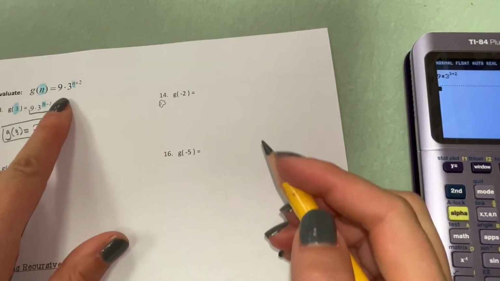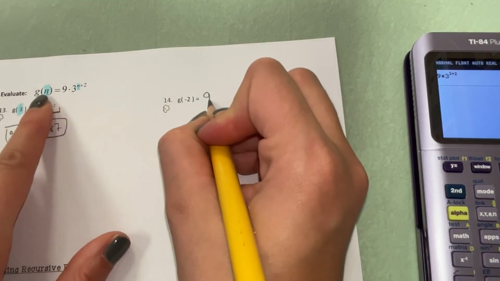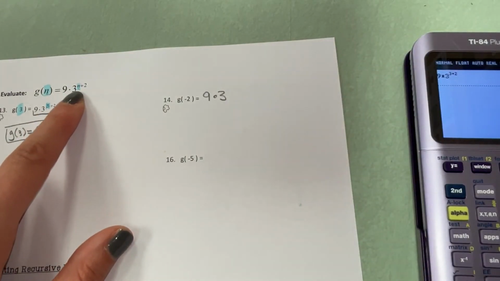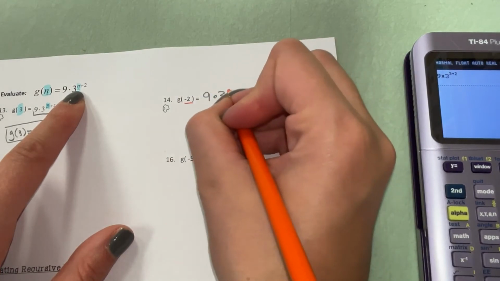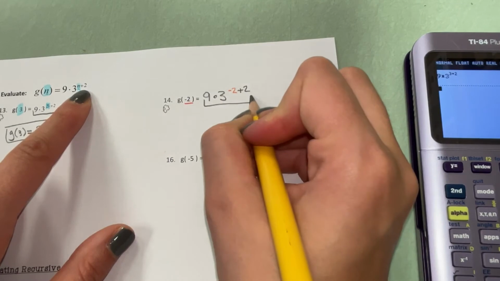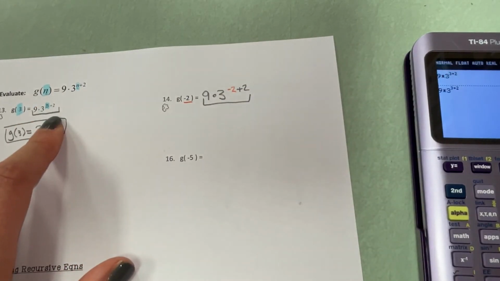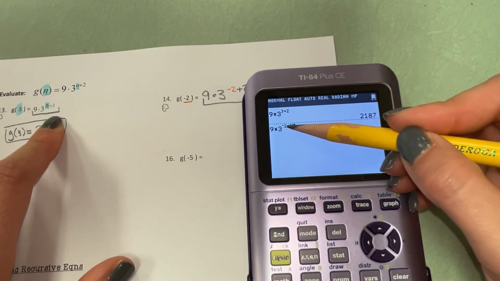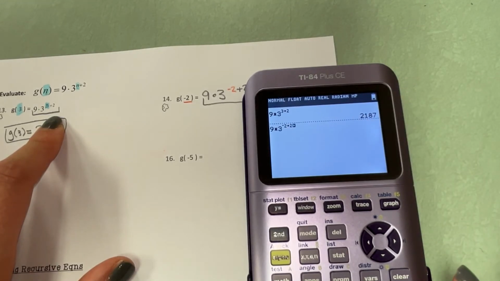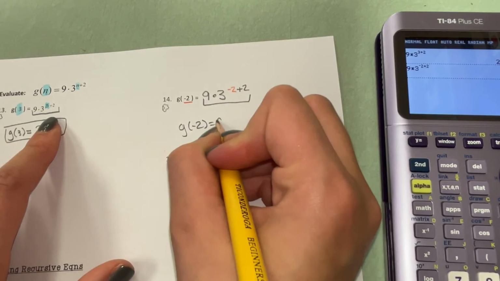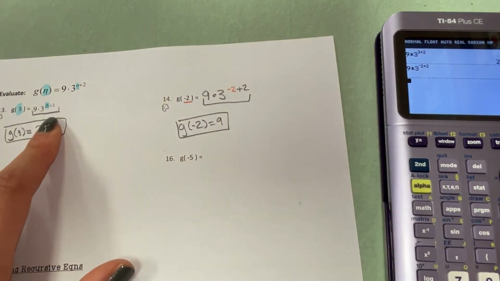So we're still using this equation. So we have n times 3. However, instead of an n, we're going to use a negative 2. And then we have plus 2. I'm going to type this into my calculator exactly. And again, remember this is going to be a negative 2. So you have to use the negative sign, not the minus. And we get 9. So our final answer is g of negative 2 equals 9.